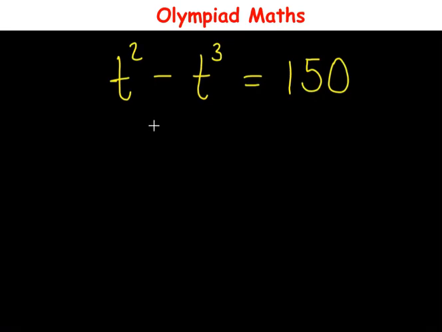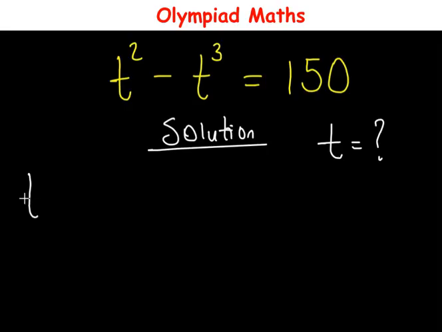Hello everyone, in this video let us solve this question. So we have t raised to power 2 minus t raised to power 3 is equal to 150, and here we have to solve for the value of t. So t is the unknown we have to solve for. To solve this, solution, so we have t raised to power 2 minus t raised to power 3 is equal to 150.